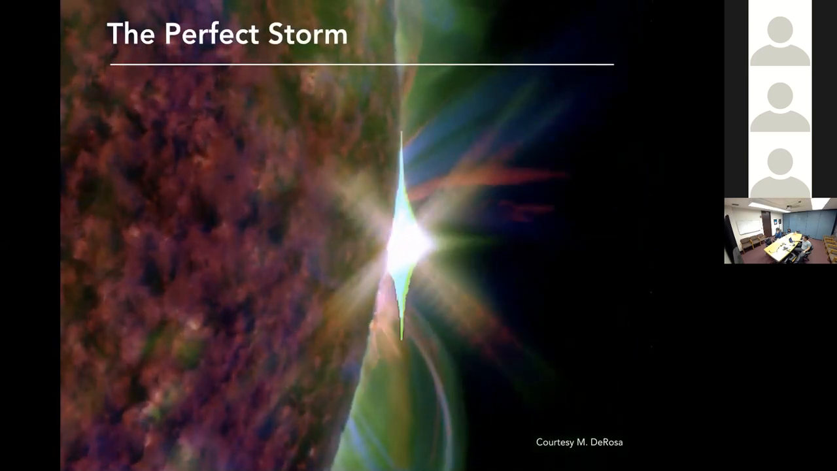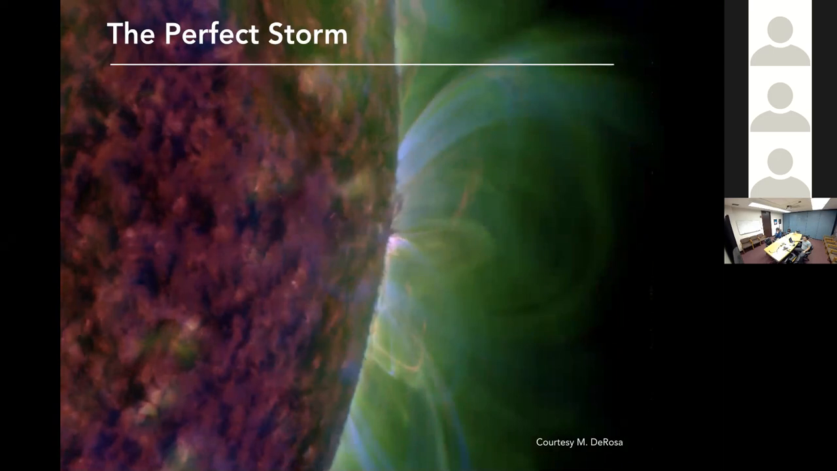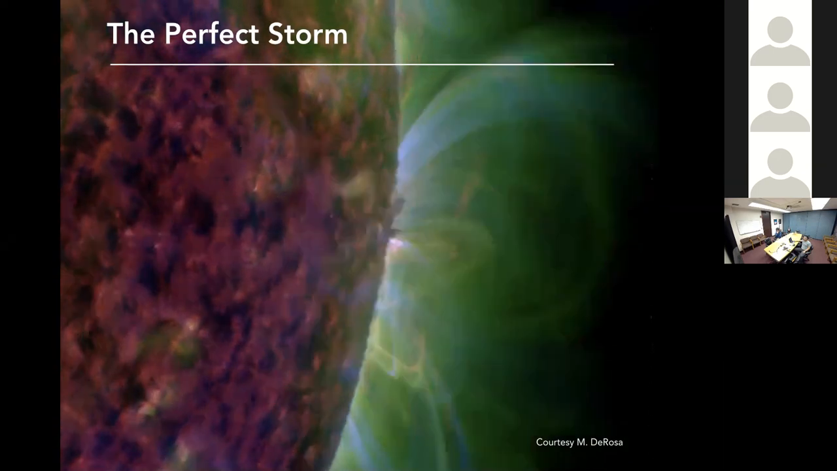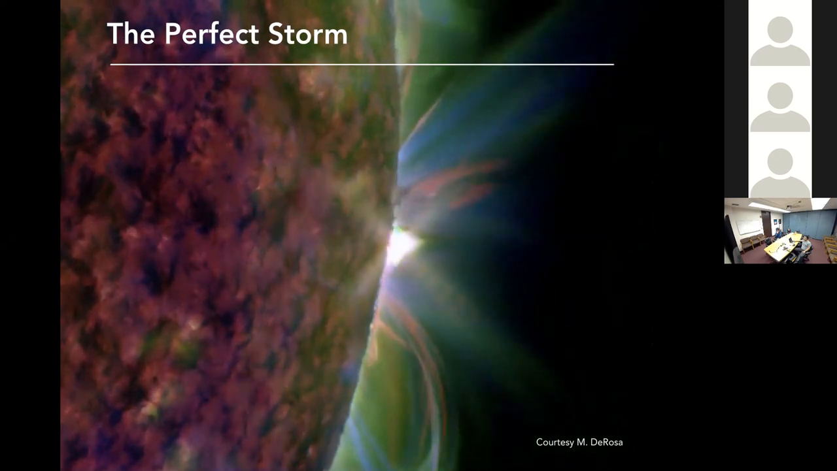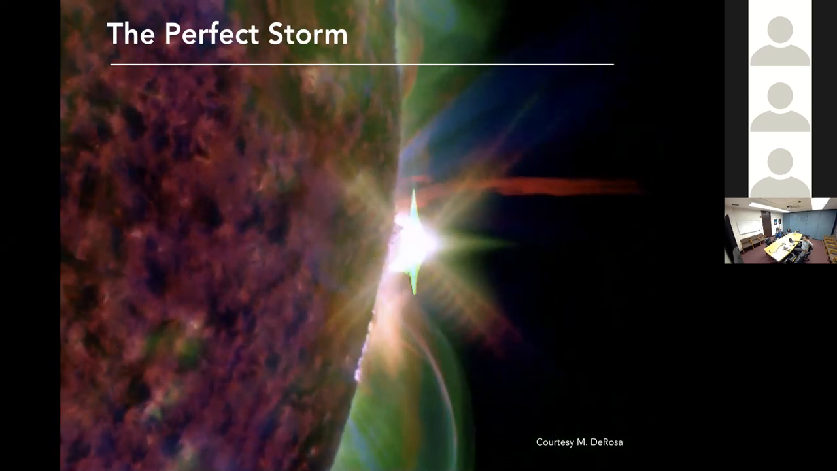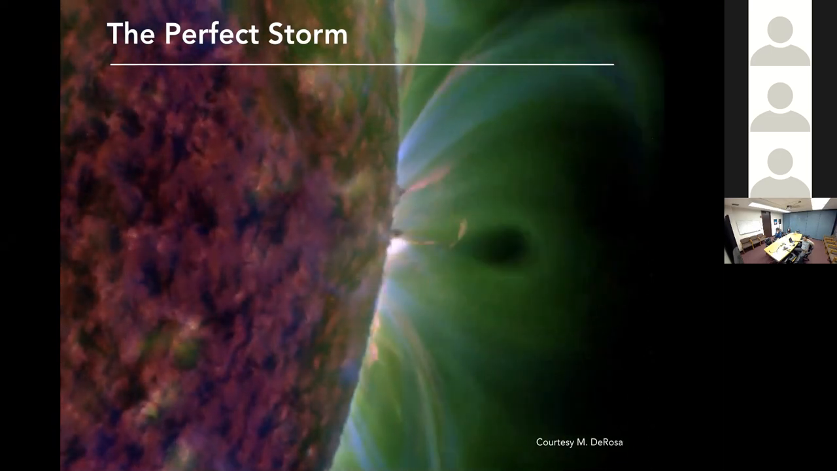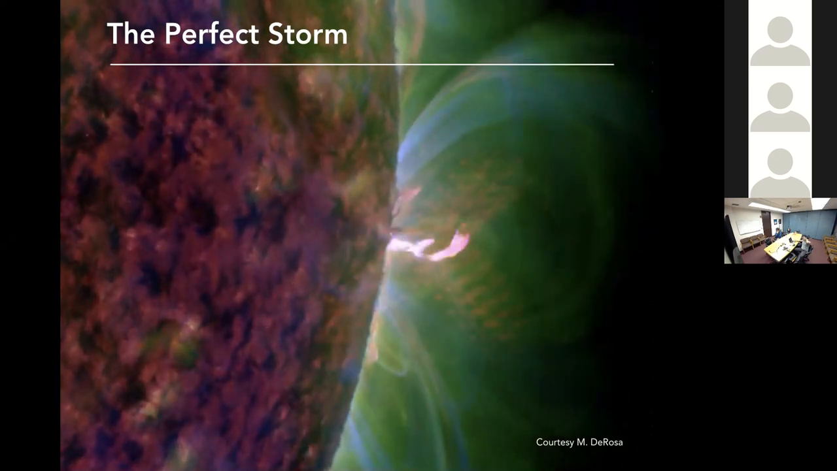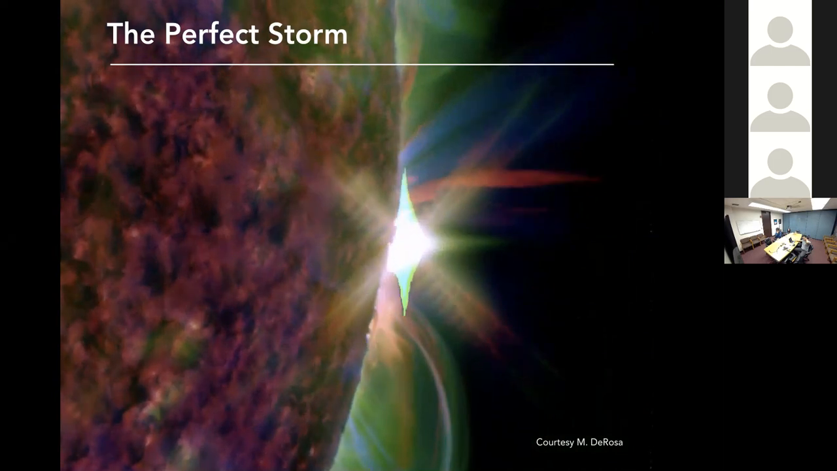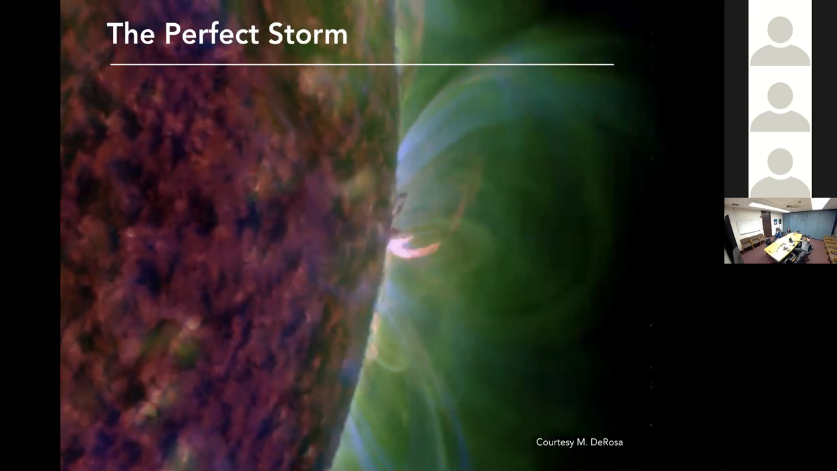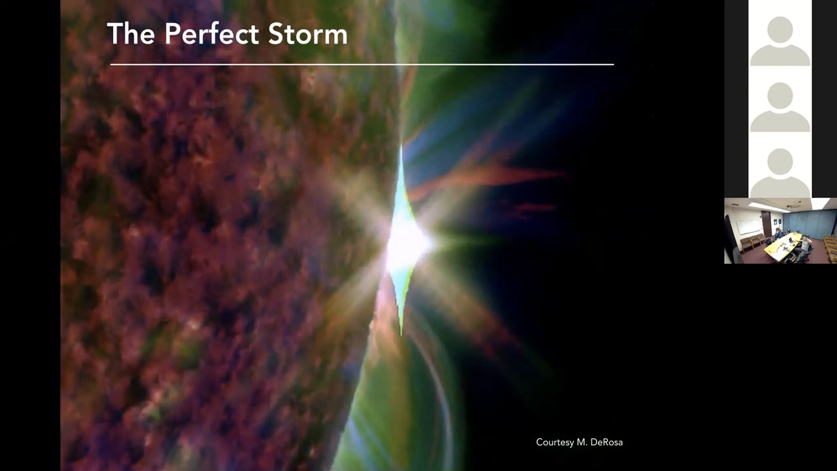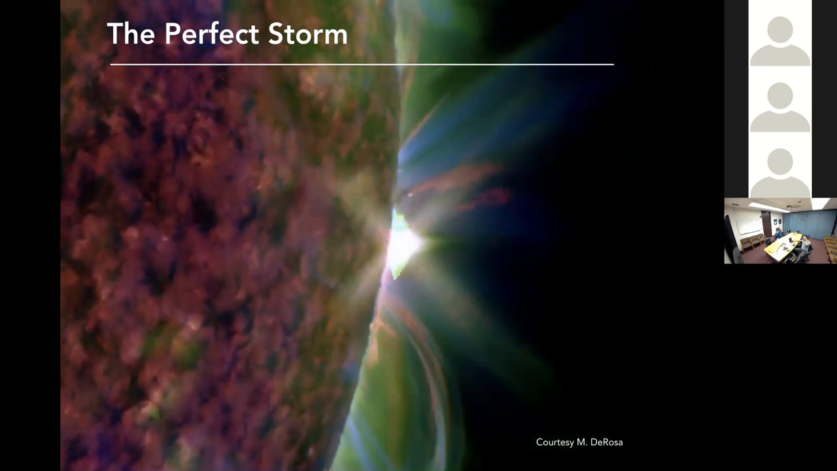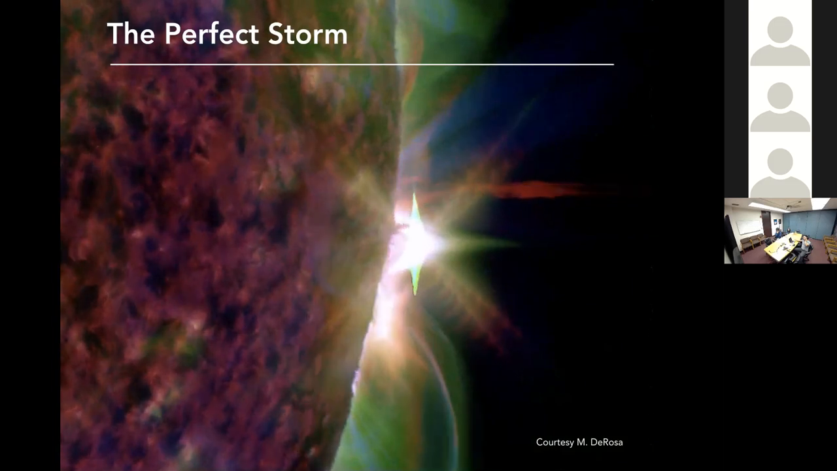Okay, just like the last talk, I'm gonna end with several spectacular movies. This is a large flare from about 1.5 years ago, 2017, September. That is one of the largest flares of this current cycle, okay. X8 on the limb. I call it the perfect storm because it resembles the 2D cartoon you just saw, every aspect of it, okay.